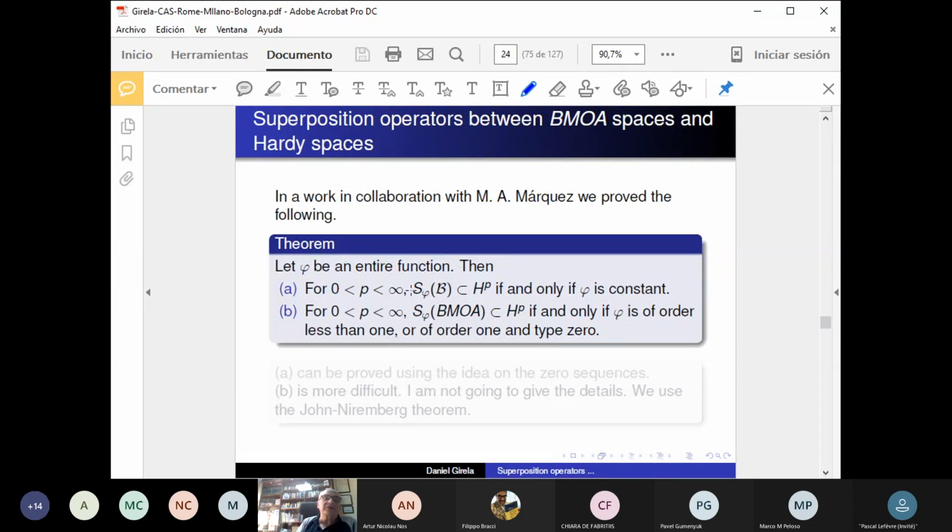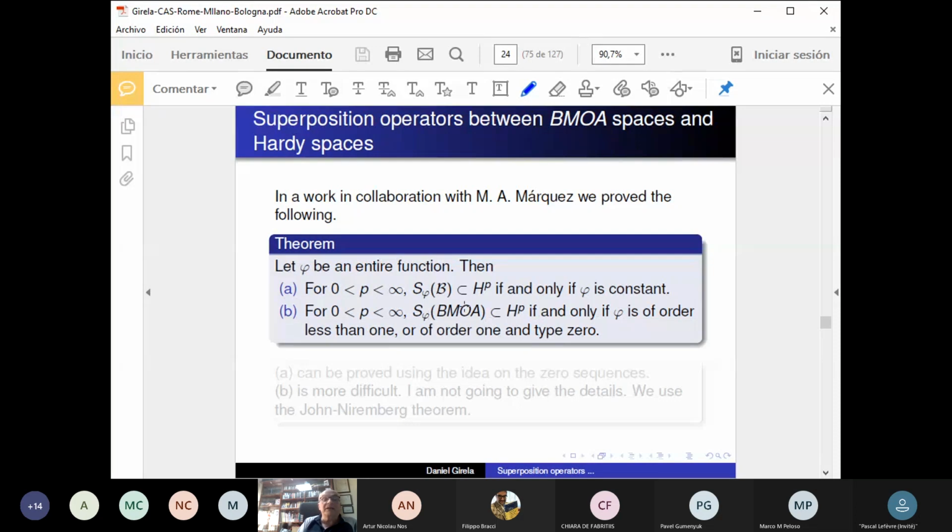But for BMO, what we prove is different. Between BMO and H^p, we cannot use the idea of sequences of zeros, because the sequences of zeros of BMO functions are Blaschke sequences, and the sequences of zeros of H^p functions are Blaschke sequences. So we don't have that tool in this setting. And what happens is that the superposition operators between BMO and H^p do not reduce to constant functions.